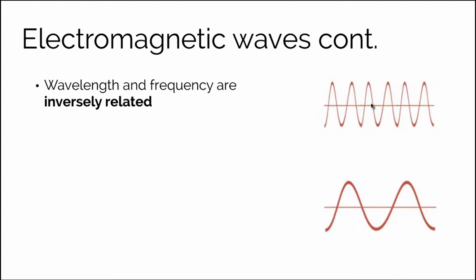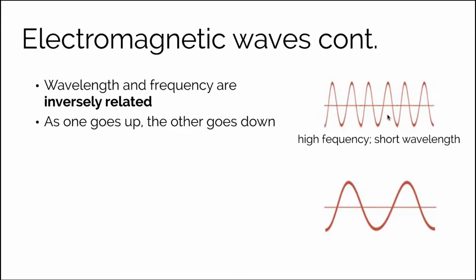But notice that in this top one, these waves are a lot closer together, and we have a lot more of them in the same section as opposed to this one, where we only have two peaks. So we have two cycles on this, and the waves are a lot farther apart, and we have less of them. This is because the wavelength and the frequency of a wave are inversely related. So that means that if one goes up, the other one goes down. So if you have a high value of one, you have a low value of the other one.